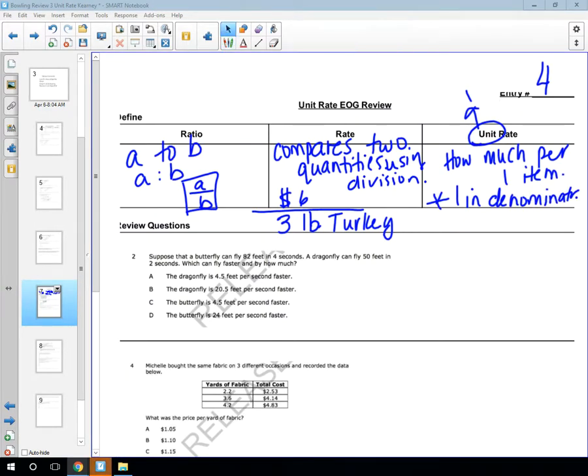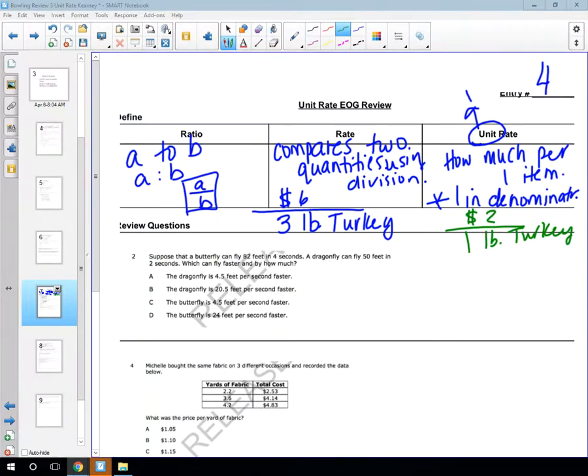So for example, we said it was $6 for 3 pounds of turkey. To find the unit rate of that, we'd want to know how much per 1 pound of turkey. So $6 for 3 would mean that it was $2 per 1 pound of turkey. Okay? So ratio, comparing 2 things. Rate, comparing 2 things, 2 different quantities. And a unit rate is how much per one.